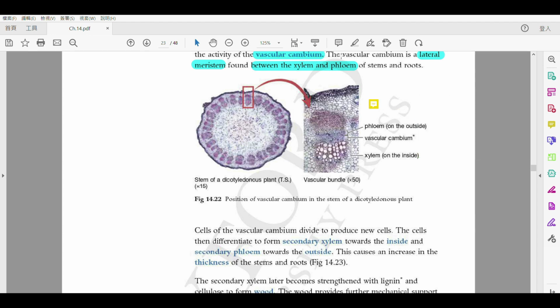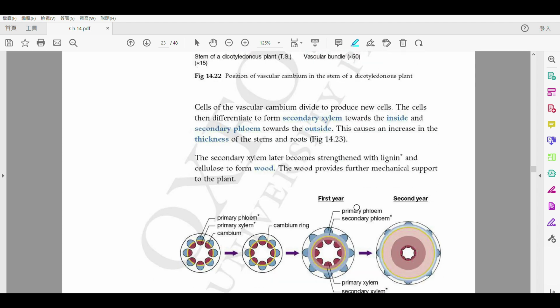Okay, so where can we find the phloem? It's actually in between these two red colored areas. So this one is the phloem, and in between the xylem and phloem, you will be able to find the vascular cambium. Okay, and then we're going to move on and talk about the secondary growth.